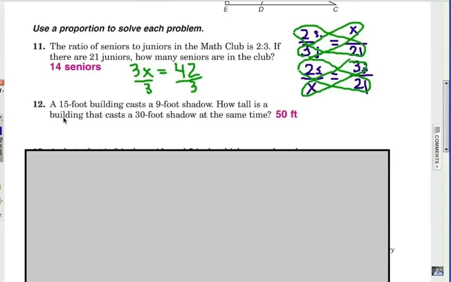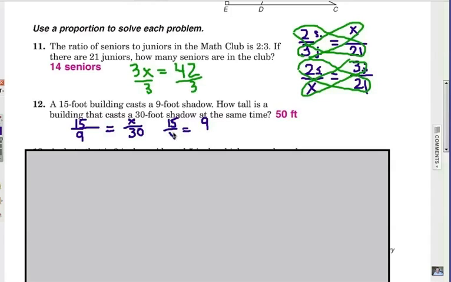A 9-foot building casts a 15-foot shadow. Well, if I put it in that order, the top number represents the height of the building, and the bottom number represents the shadow. So building over shadow. How tall is a building that casts a 30-foot shadow? That means that X would go over here and 30 would be on the bottom, because again, the shadow number is the denominator here.